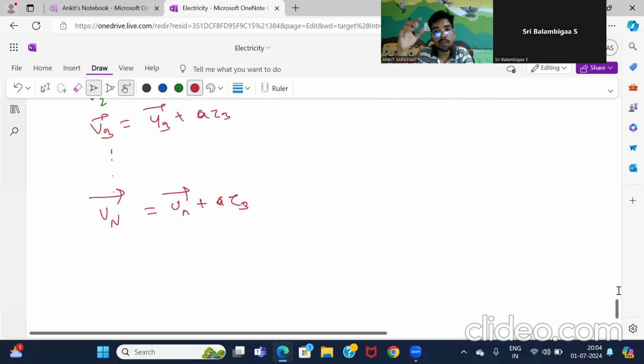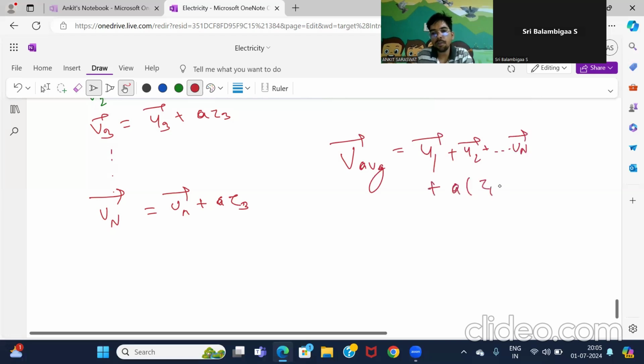Because current is not due to one electron only. It is due to all the electrons. So we will take the average of all the velocities, so that we will get the mean velocity of all the electrons in a particular collision. Clear? So we will take the average of this. The average will be u1 + u2 + un + a(tau 1 + tau 2 up to tau n) divided by the total number of electrons.